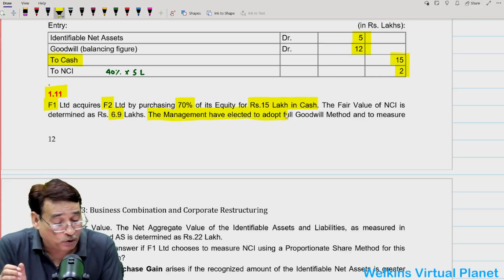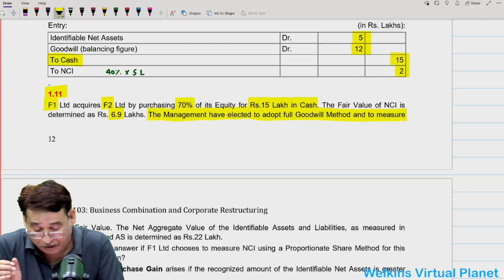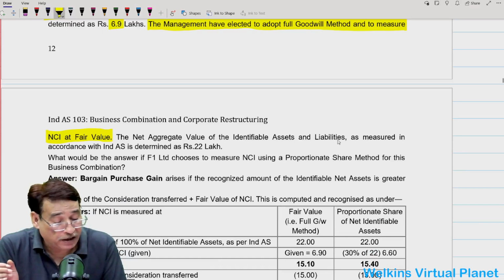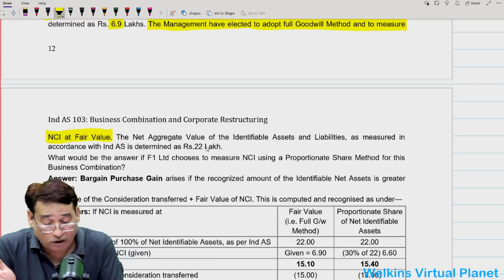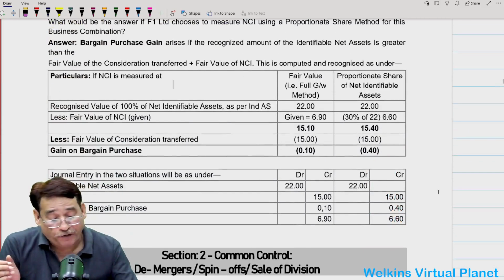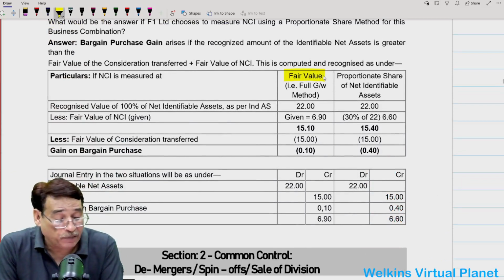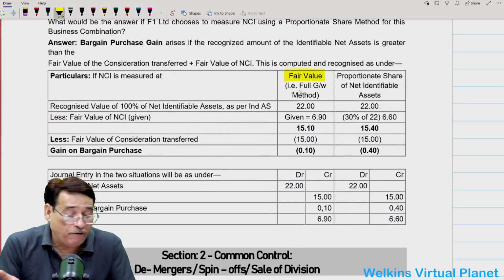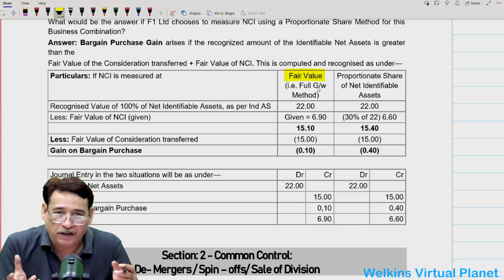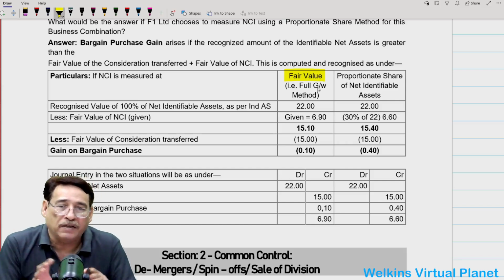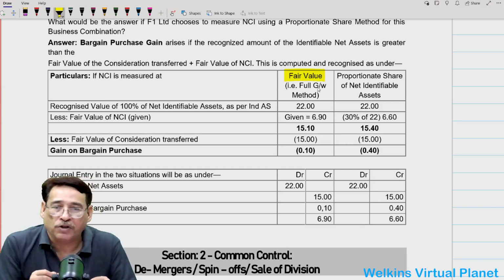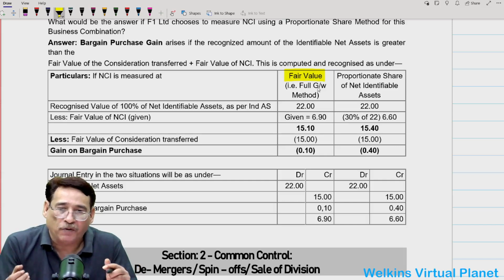Management have elected to adopt full goodwill method and to measure NCI at fair value. Correct? Aggregate value of identifiable assets and liabilities measured in accordance with Ind AS is equal to 22 lakh. So first of all, see, whenever we say management has elected for full goodwill method, it means they have already decided to compute NCI at fair value. Important thing is that NCI value is already given to us in the question. So that means that value is at fair value. Is it clear to you?